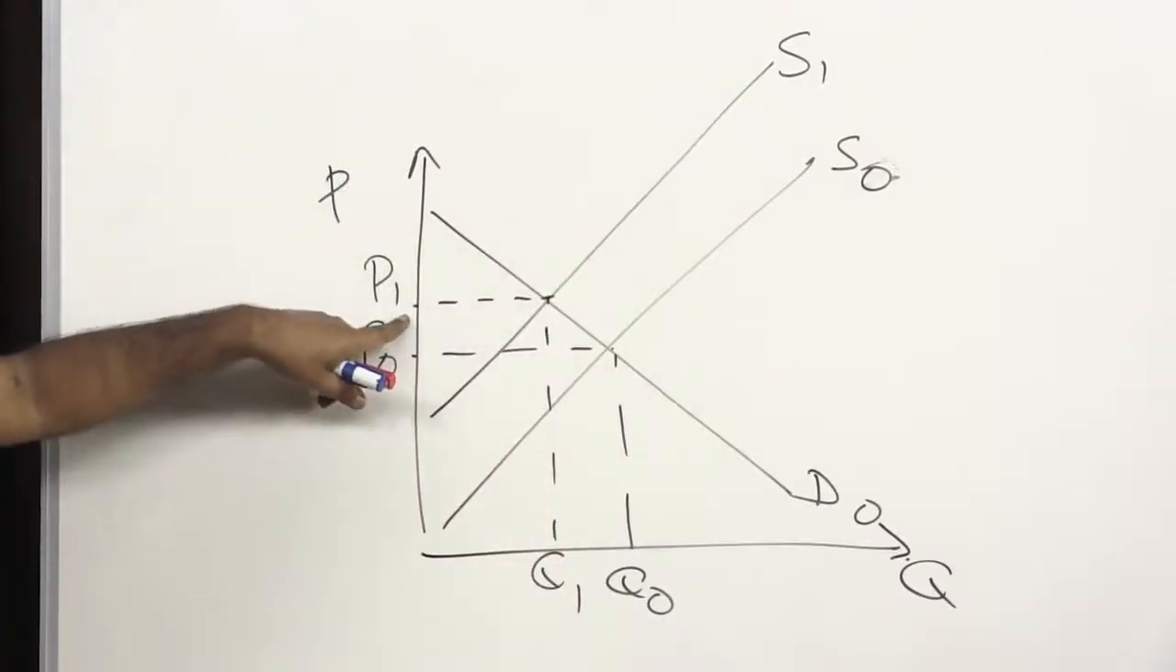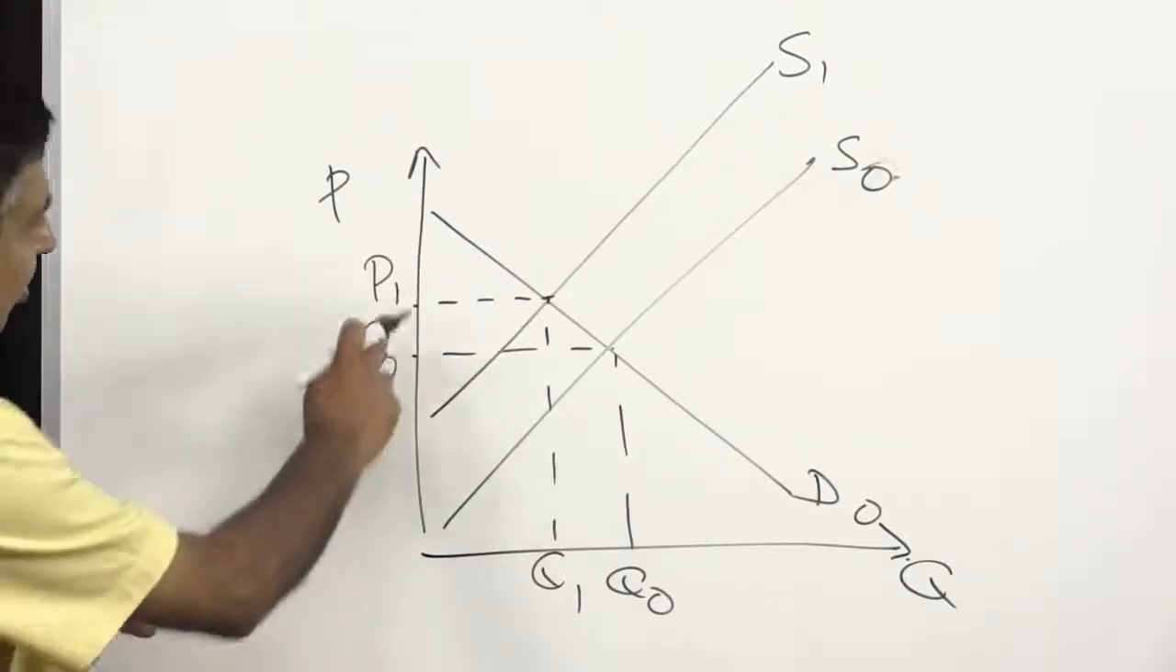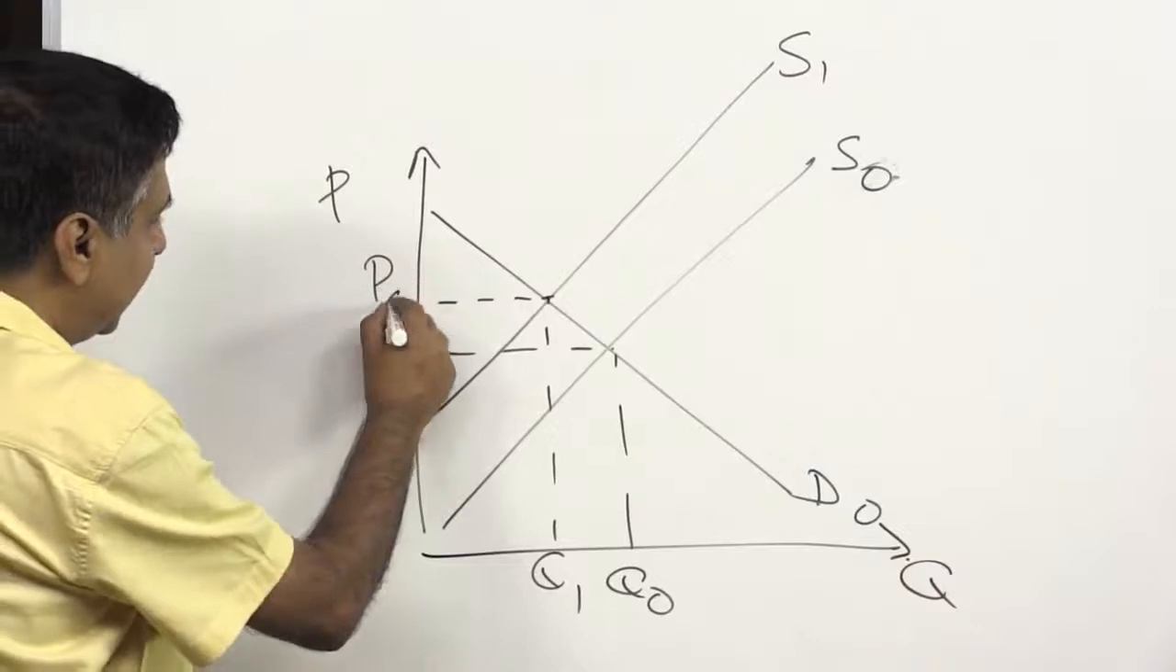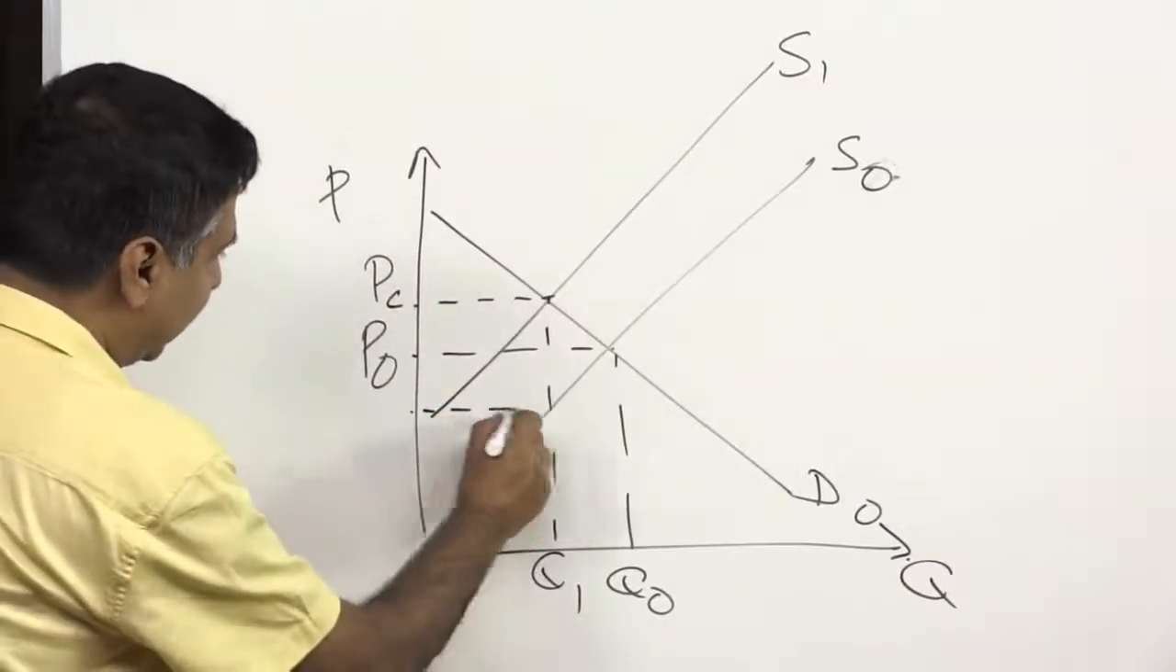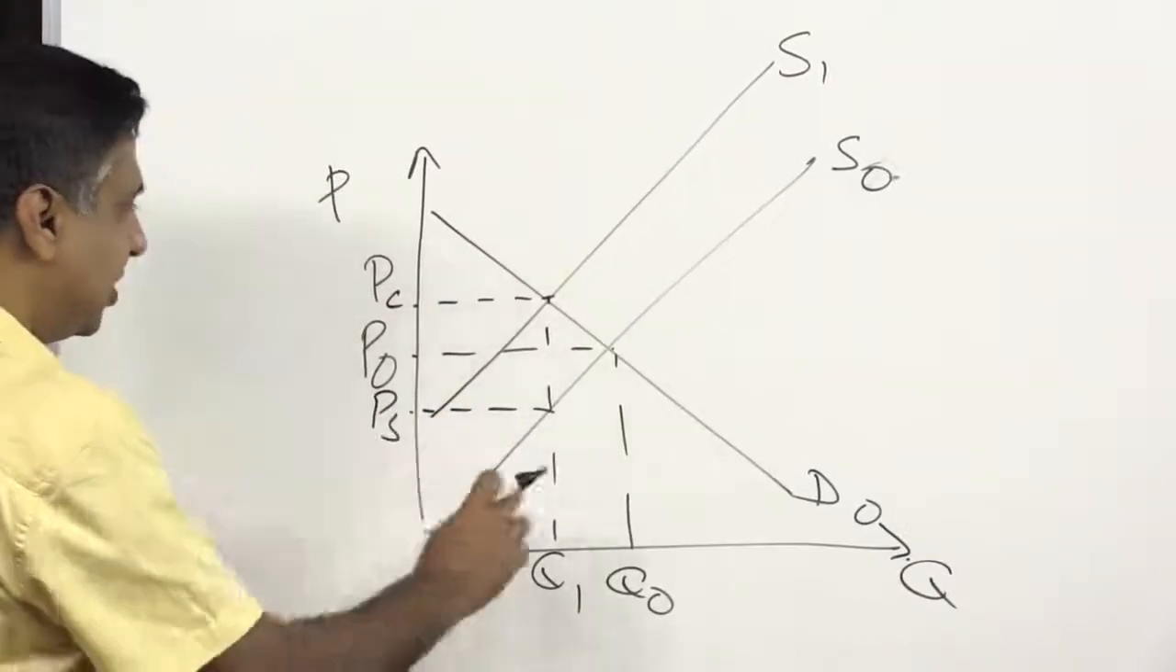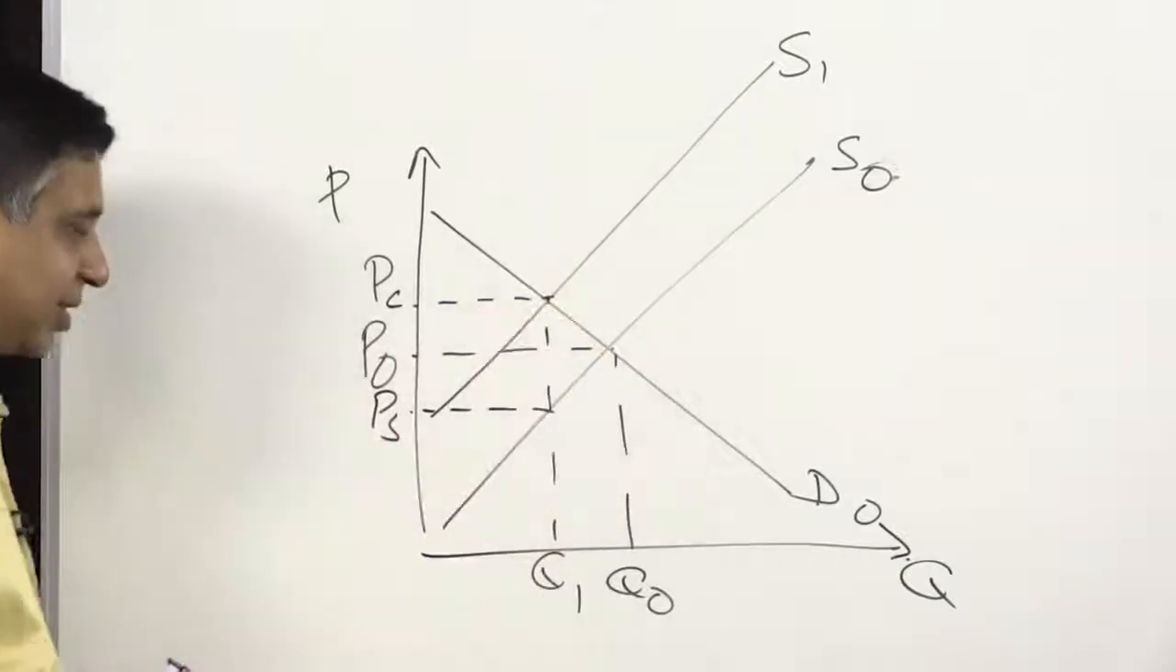So, now this is the price that the consumers pay. Let me call it PC. And of course, this is the price that the sellers receive and the difference is the tax.